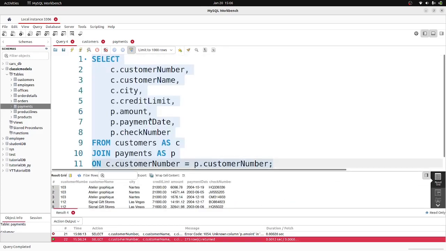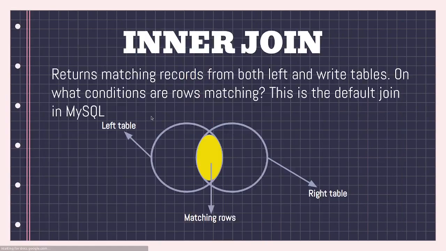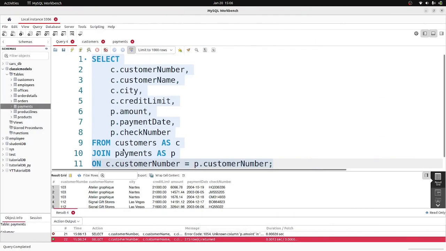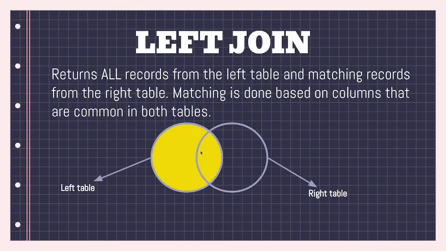So that's basically how we can join two tables together. So that's an inner join. An inner join joins basically on columns that are common between the two tables, in this case the customer number, right? And you have it specified right here. So good. So that's the first type of join. Let's go ahead and look at the next type of join, which is the left join.